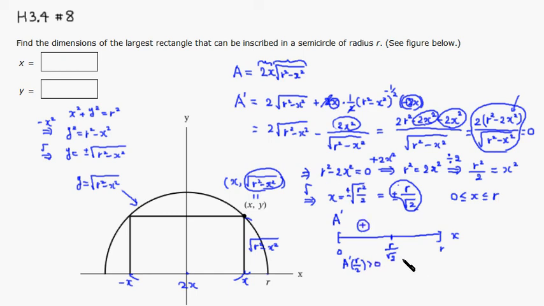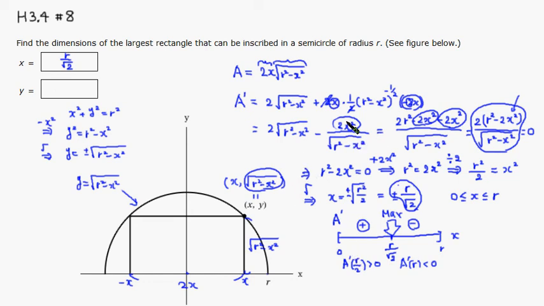And if you try something bigger than r over the square root of 2, maybe r, then you have r squared minus 2r squared, so it's going to be negative. So if you plug in r into A prime, it's going to be negative, always negative here. So the area function is increasing before r over the square root of 2 and decreasing after that. So we know that the maximum happens at this critical number. Therefore, r over the square root of 2 is the x value that maximizes the area of the inscribed rectangle.